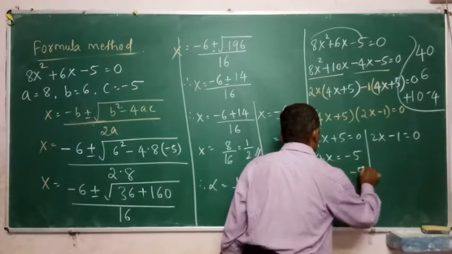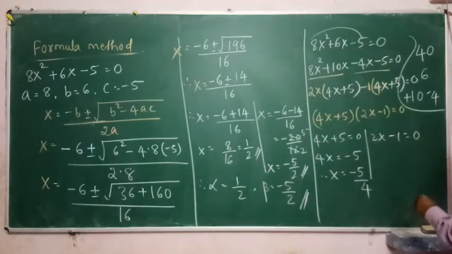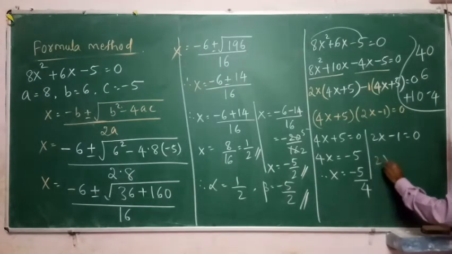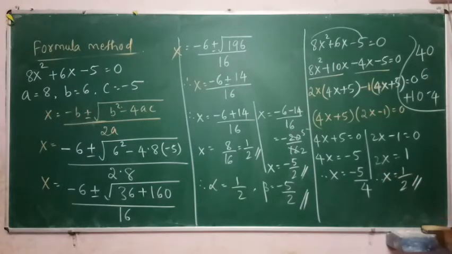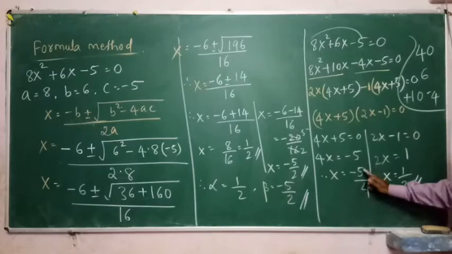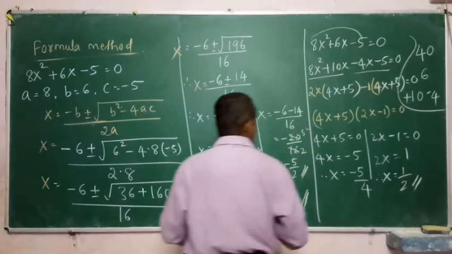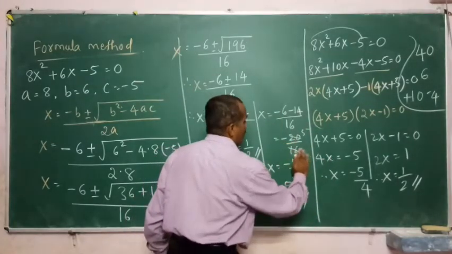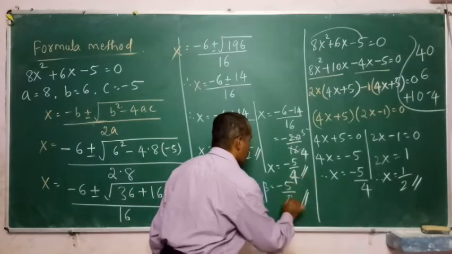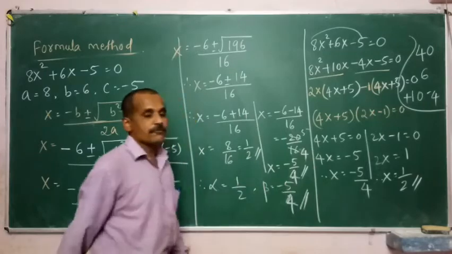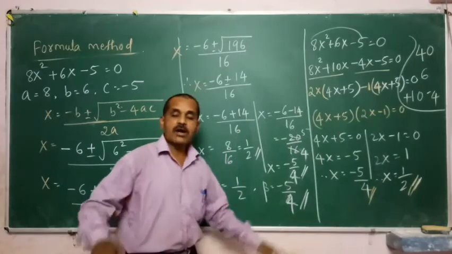x is equal to minus 5 by 4. Here, 2x is equal to plus 1, therefore x is equal to 1 by 2. Let me check it. 1 by 2, 5 plus 5 by 4 minus 5 by 2. Somewhere I made a mistake. Let me check here. 4 fours are 16, 4 fives are 20. The answer is minus 5 by 4. That means by any method you should get the same answer.